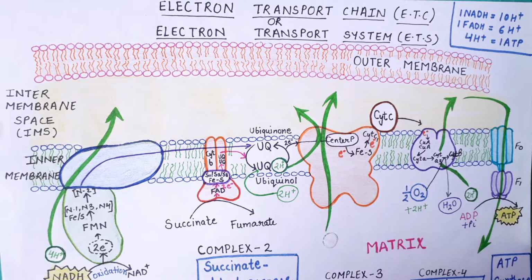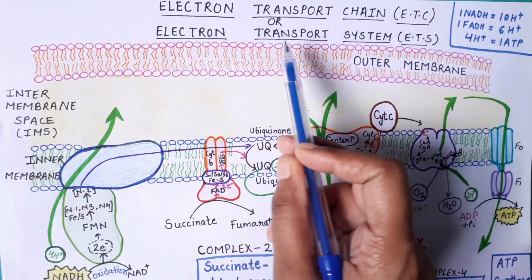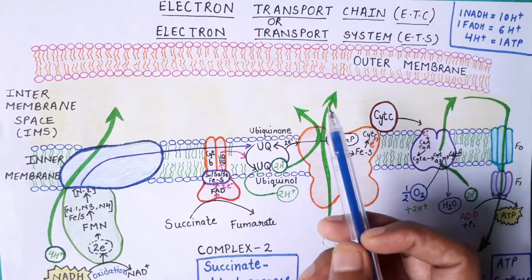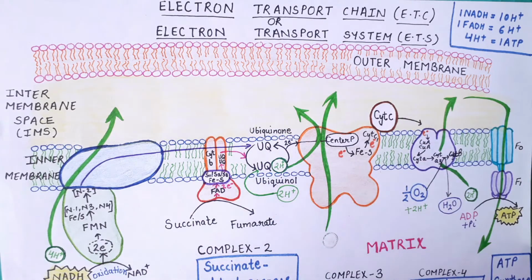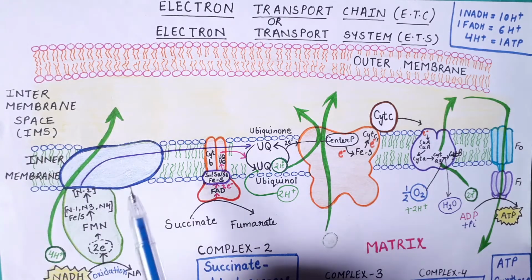Today we are going to discuss the electron transport chain or the electron transport system. It is also called oxidative phosphorylation. The electron transport chain takes place within the mitochondria, and specifically within the inner membrane of the mitochondria.